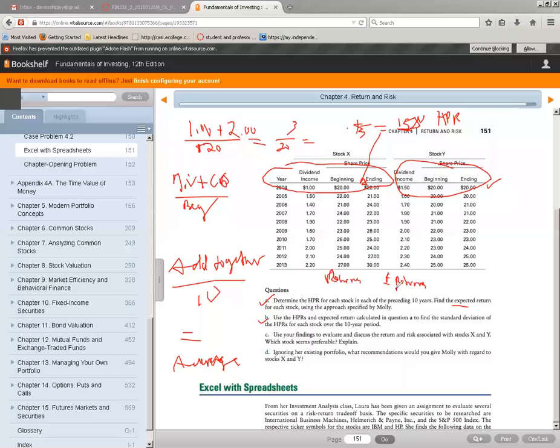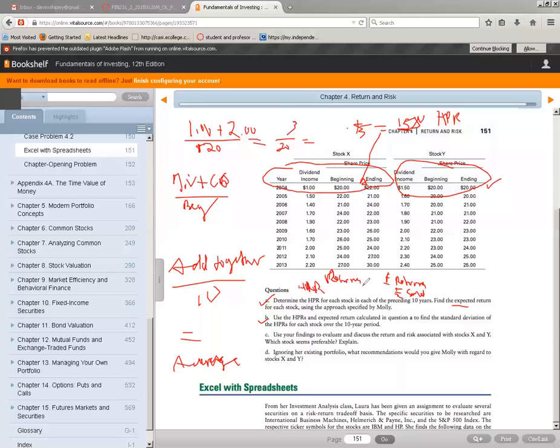So in the column of expected return, these numbers are all going to be the same, right? Because our expected return is the same for every year, because we just took the average over the 10 years, and that's our expected return. So that's our average return for the period. We put it down as the expected return next to the return for each year, that holding period, or HPR.